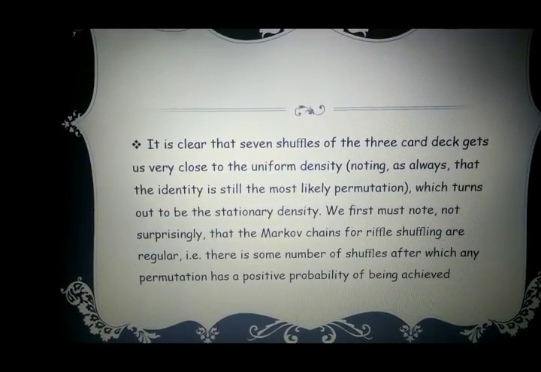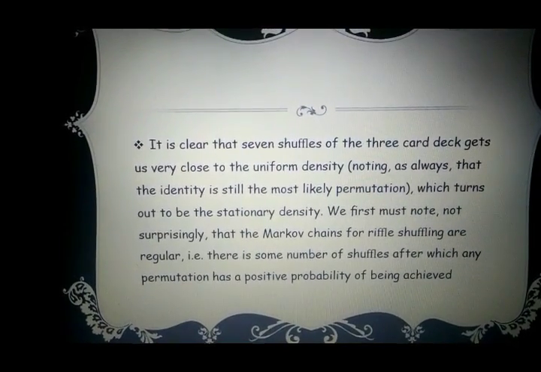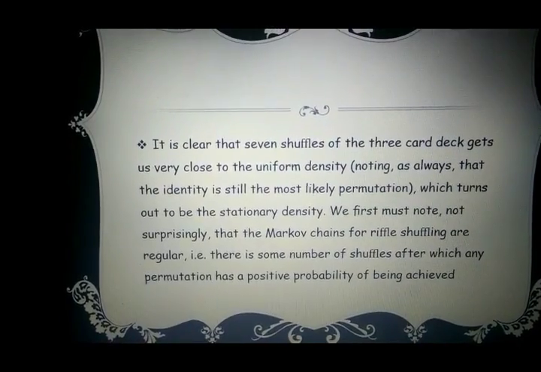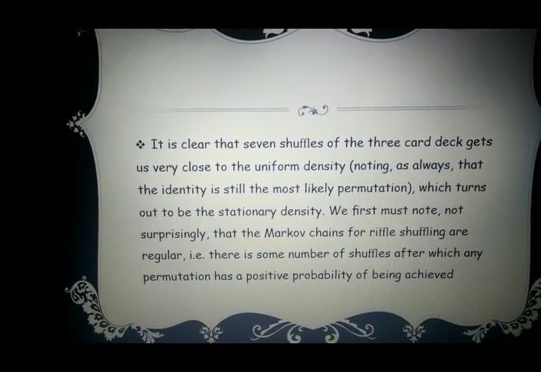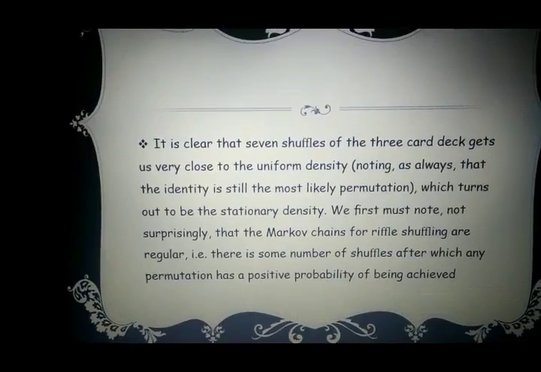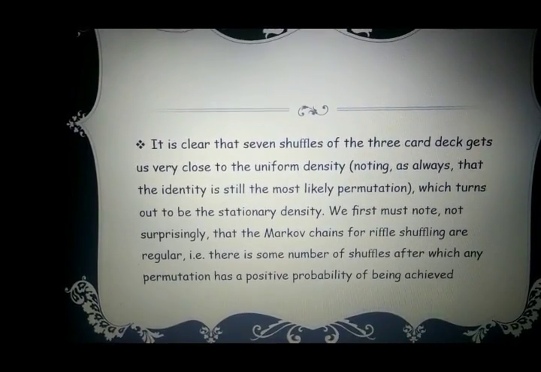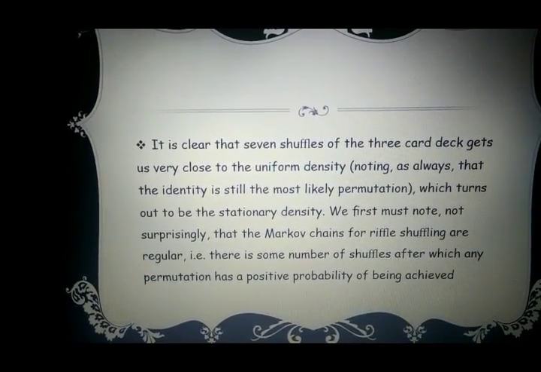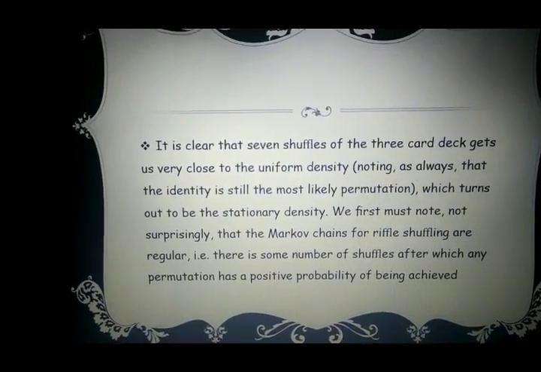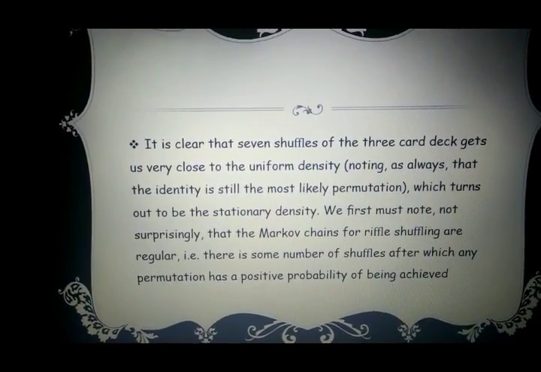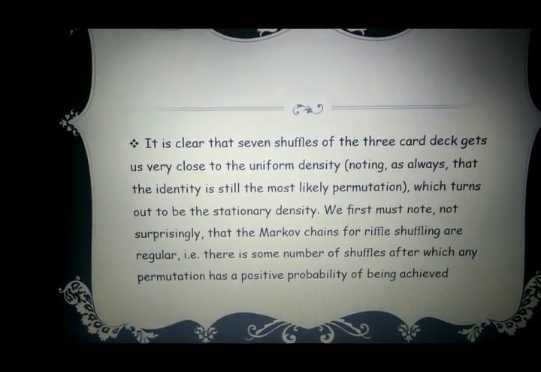Once we obtain a transition matrix of certain values after certain shuffles, if we shuffle more, the values won't change. The values in the columns or rows will remain the same after a certain number of shuffles. So for the 52-card deck, we found that 7 shuffles were very useful.